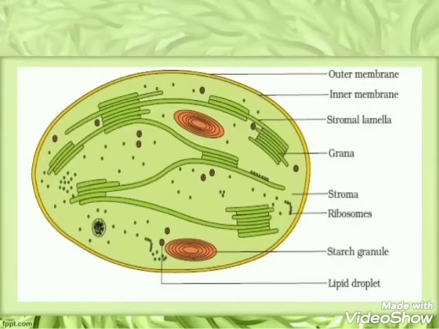So here is the diagram of the site of photosynthesis, that is chloroplast. Chloroplast is made up of two membranes, the outer and the inner membrane. That is why it is known as a double membrane bound cell organelle. The cytoplasm which is found inside the inner membrane is known as stroma. Inside the stroma, we can easily see that there are certain ribosomes present, starch granules are also present, and lipid droplets are present.